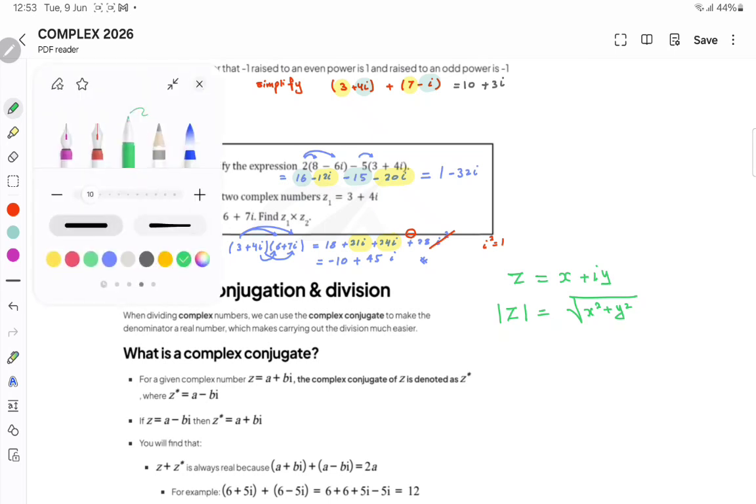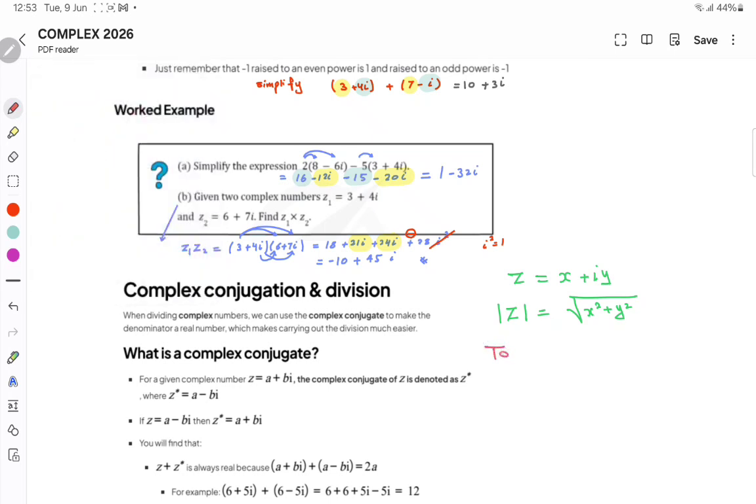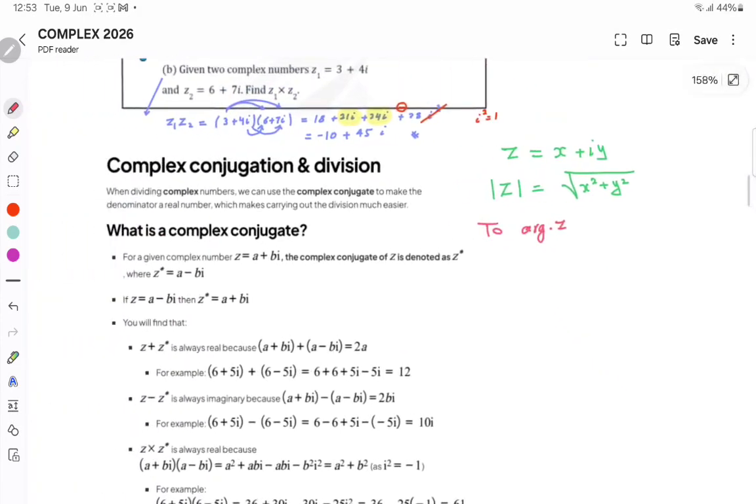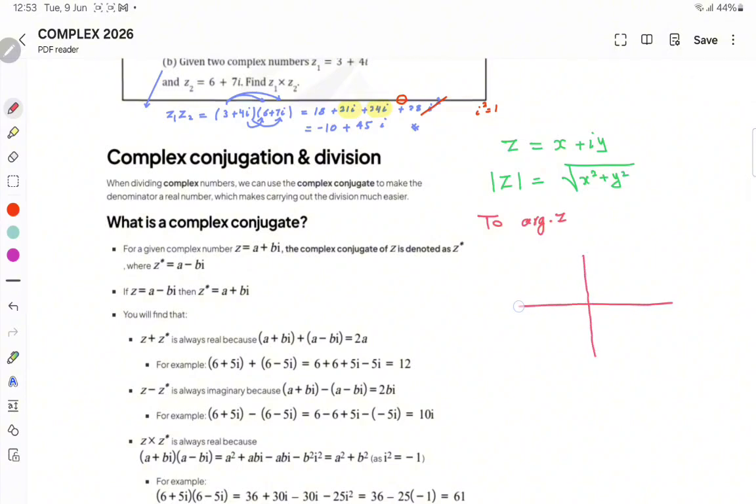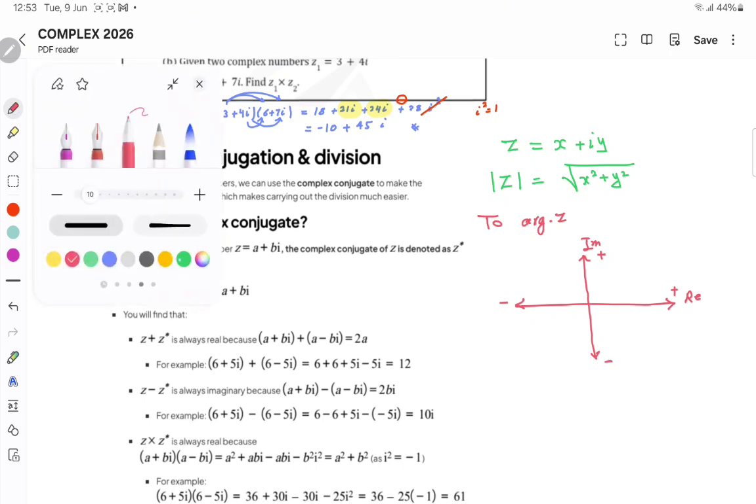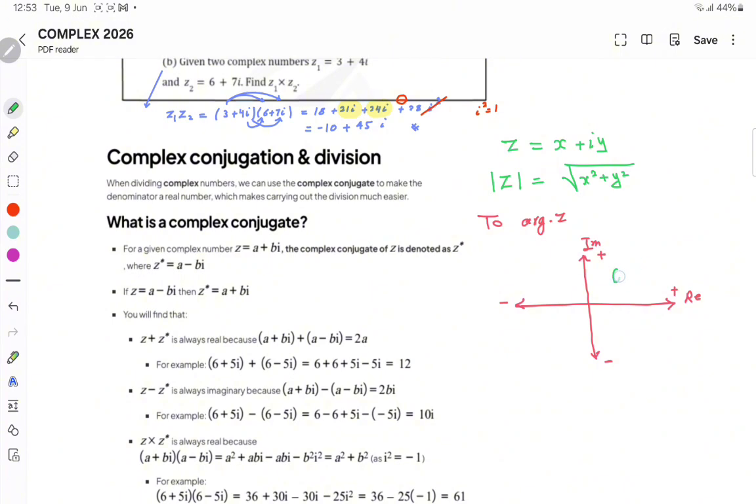To find the argument, we denote it by arg of z. First of all, I want to know the position. Here is the real axis and here is the imaginary axis. The real takes two values, positive and negative. Imaginary takes two values, up is positive, down is negative. If the complex number is in the first quadrant, the argument will be theta. In the second, the argument will be pi minus theta. In the third, it will be theta minus pi. In the fourth, it will be negative theta.